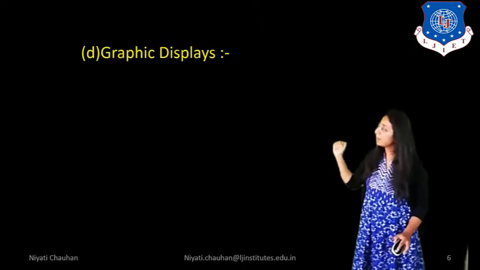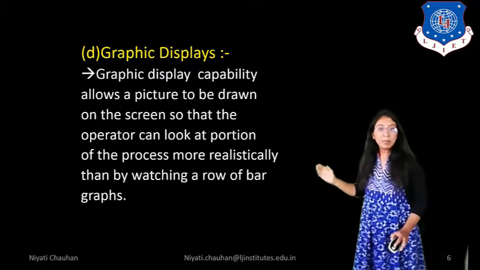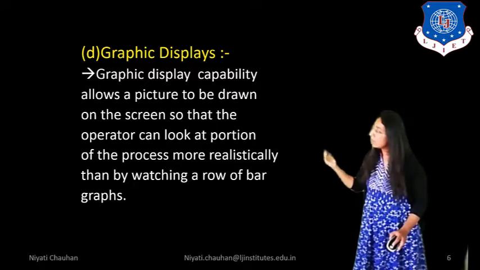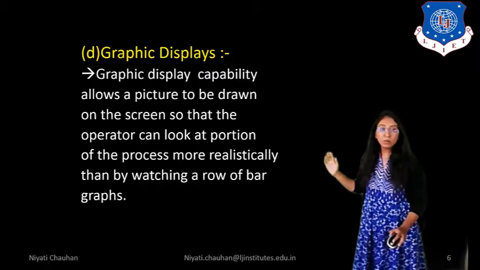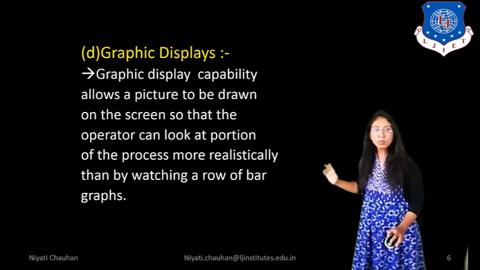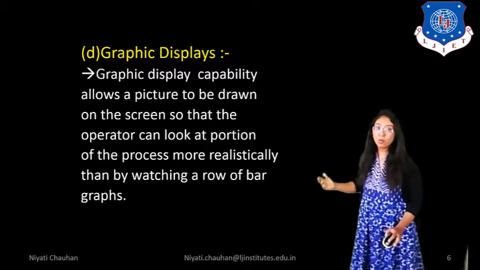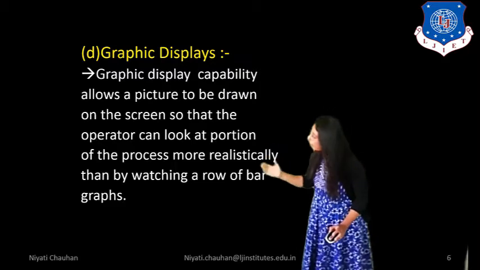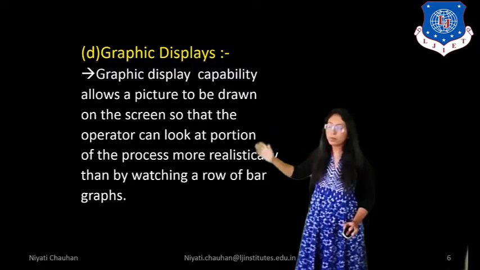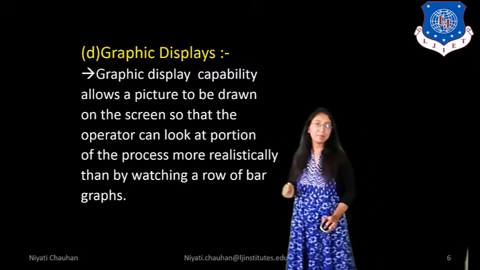Next, graphic displays. Graphic display capability allows a picture to be drawn on the screen so that the operator can look at a portion of the process more realistically than by watching a row of bar graphs. So in graphic display, the operator can visualize the whole process realistically.